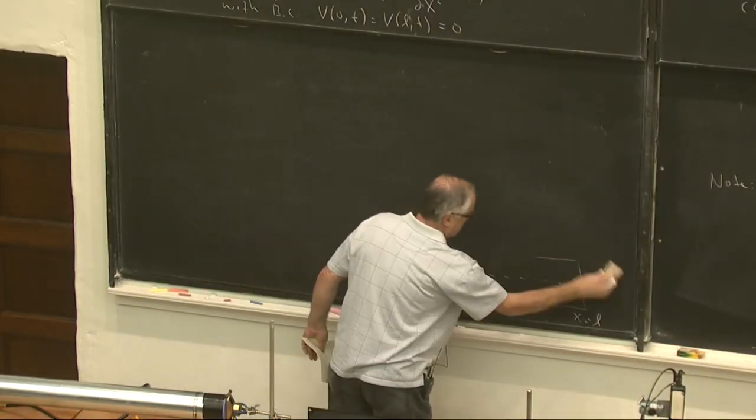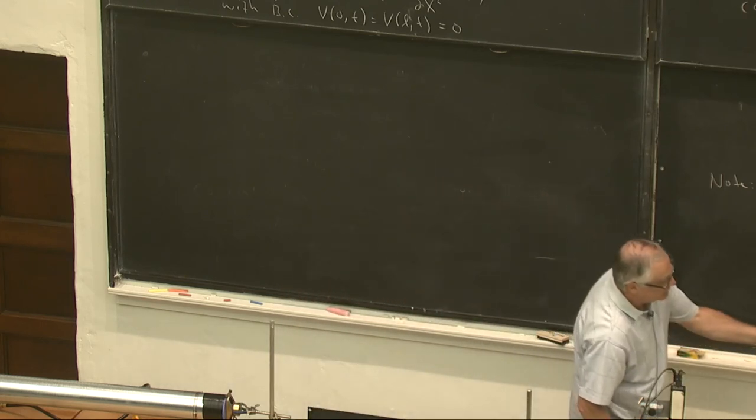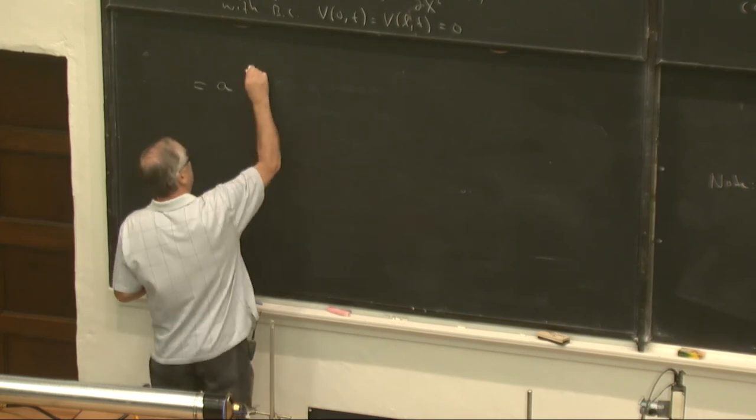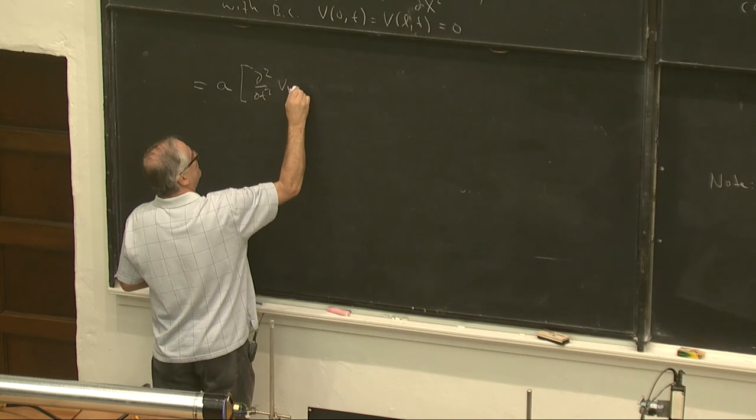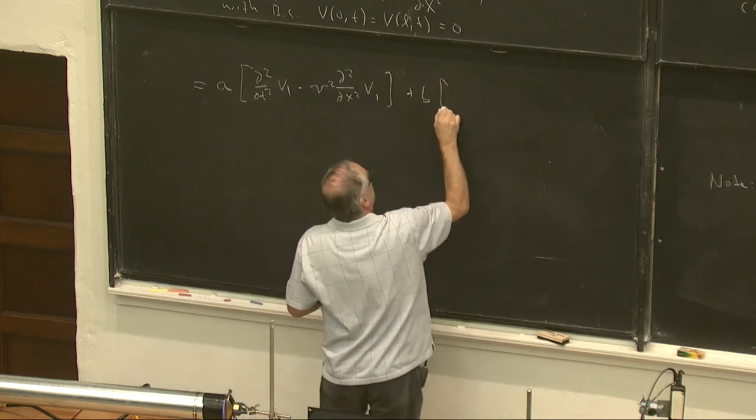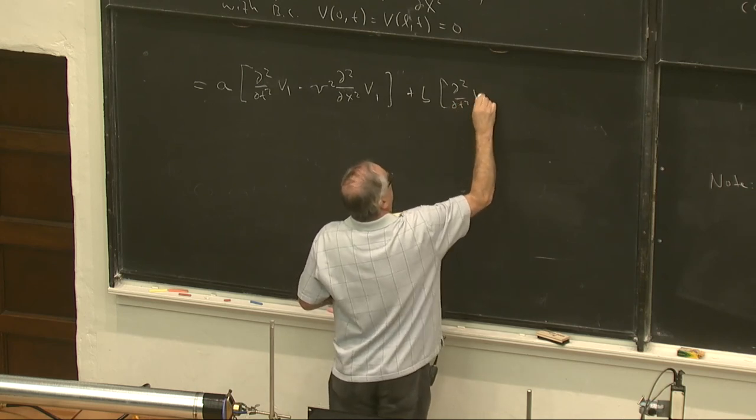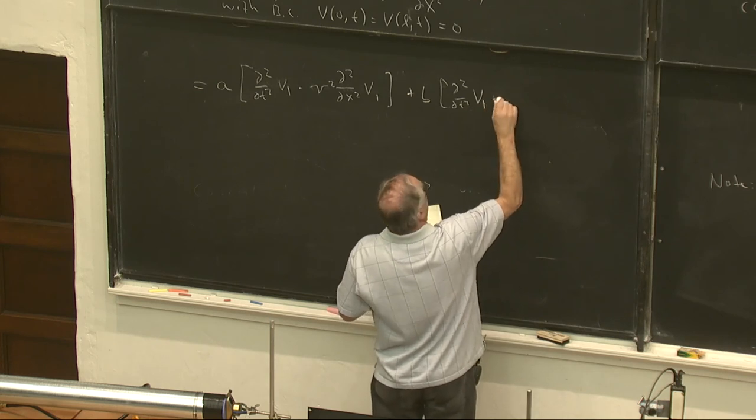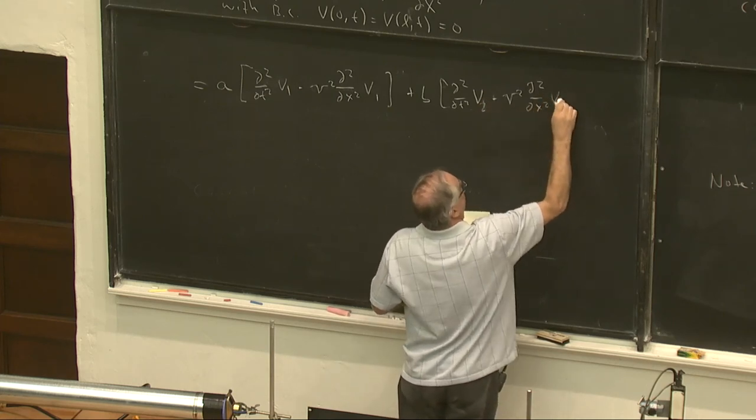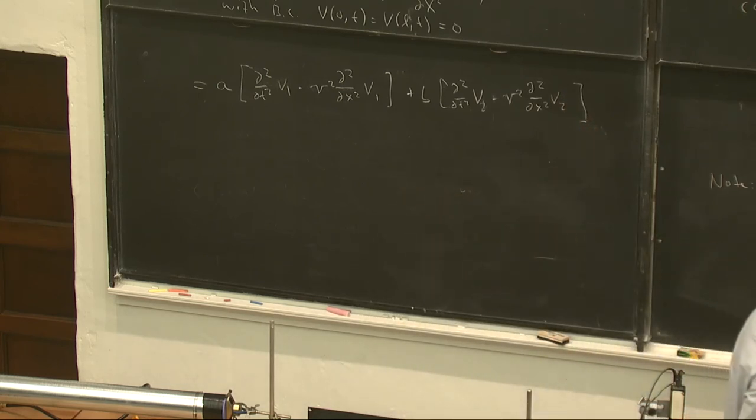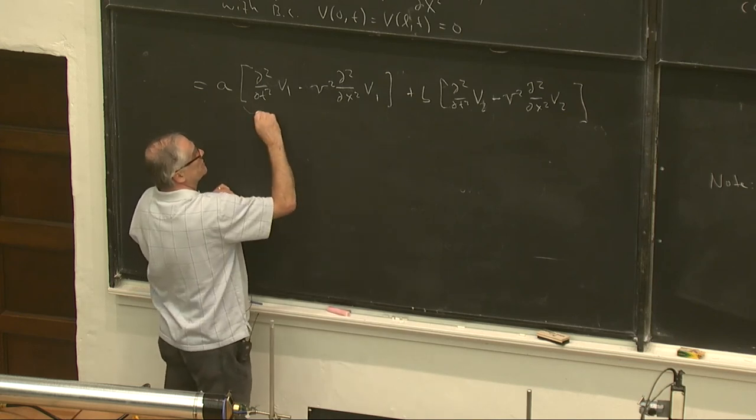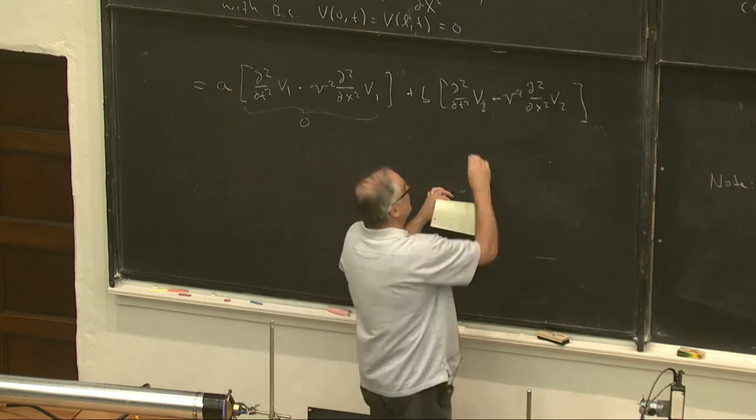And now all I do is rearrange terms. So that expression now is equal to A times d squared by dt squared of V1 minus v squared d squared by dx squared of V1, plus B times d squared by dt squared of V2 minus v squared d squared by dx squared of V2. Did I get it all right? I think so. Okay, it's a minus sign. But V1 satisfies the wave equation, so this is 0. V2 satisfies the wave equation.